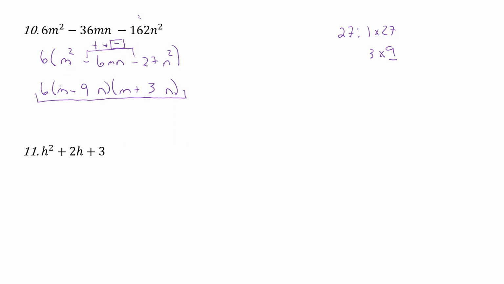To check it, I can take m times m, and I get m squared. M times a 3n is going to be a plus 3mn. Then here it's going to be a minus 9mn. And minus 9 plus 3 is a minus 6mn. Then I have a minus 9 times a 3. That's going to give me a negative 27. And then n times n is n squared. And so I have this. And if I multiply this back out, I have 6m squared, then minus 36mn, and then minus 162n squared. And so that is the factored form. And again, remember to leave your 6 in there because that's part of the factored form.